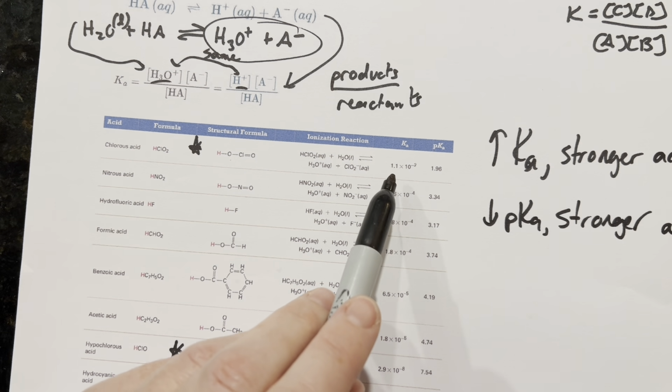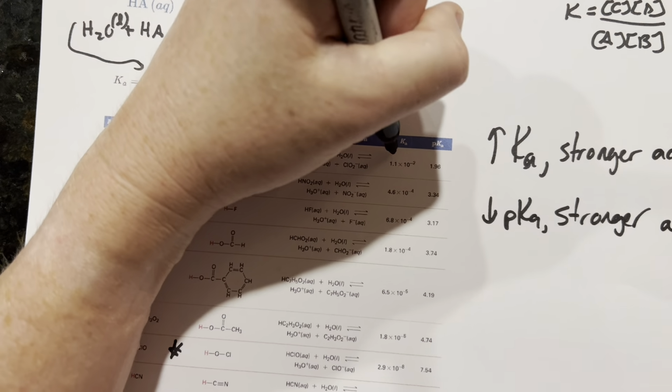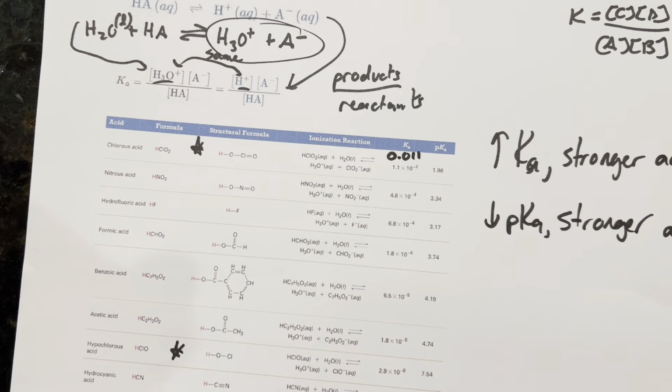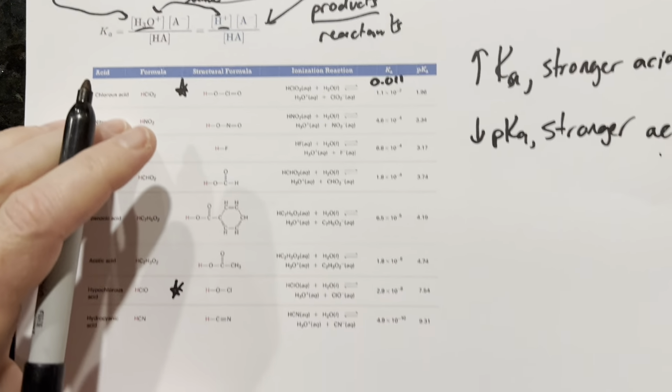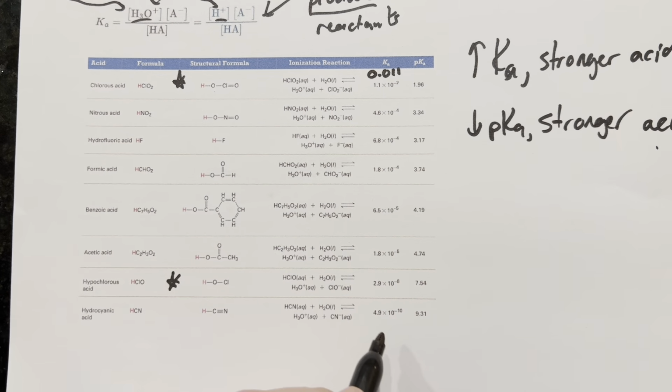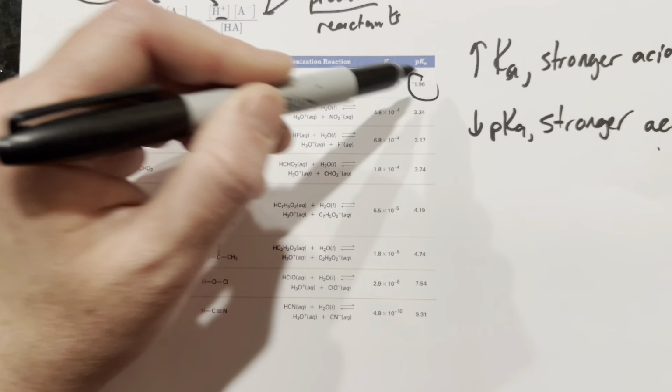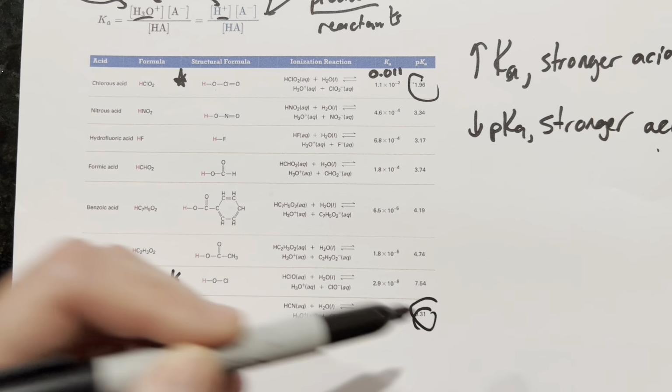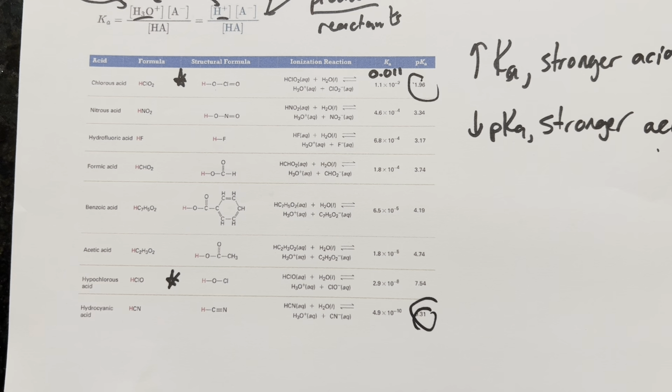So over here we have 0.011 as the Ka, as opposed to down here, we would have 9 zeros before that 49. So it'd be a very, very small number. And the pKa associated with this one is really small, but the pKa associated with that one is much bigger. That was 9.31. All right.